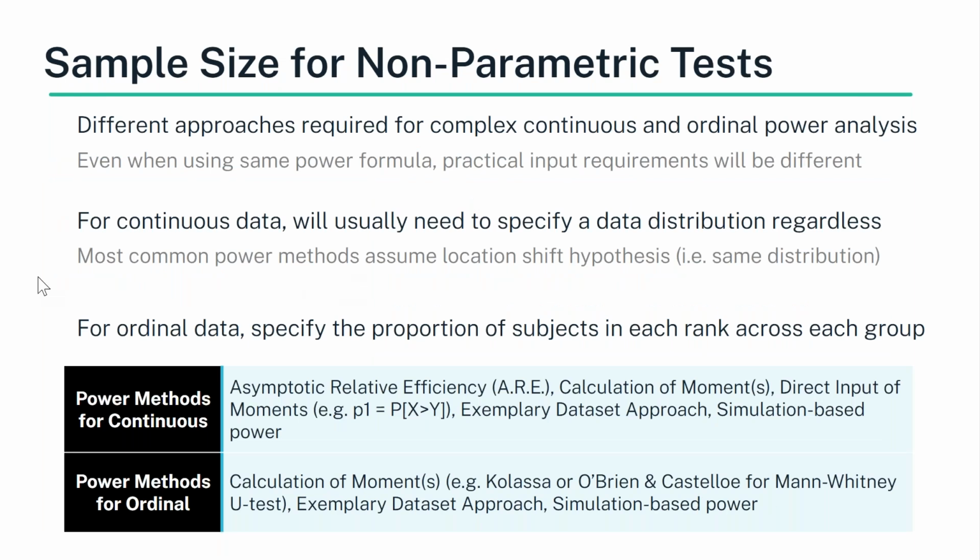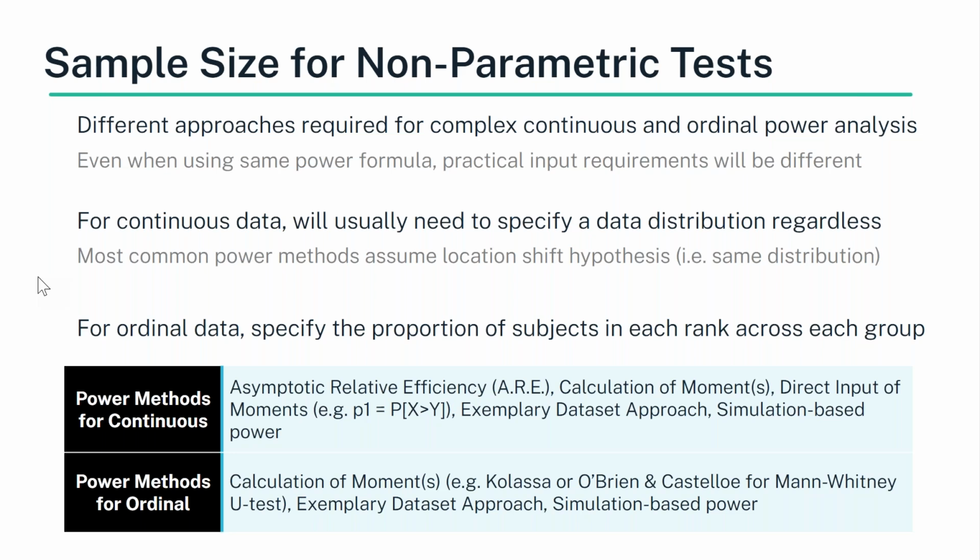So when determining sample size for non-parametric tests, methods will typically differ between continuous and ordinal power analysis. This is due to how the methods are structured when dealing with things like variance. For continuous data, you might need to specify a specific data distribution, like when you use the location shift hypothesis. If you can make this assumption, you can gain power.